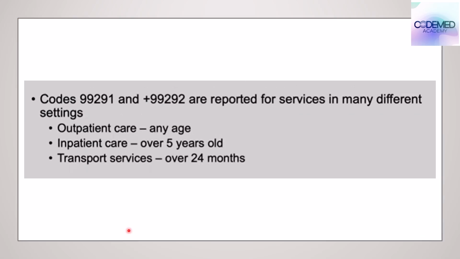Now let us see the codes 99291 and 99292 in detail. These codes are reported for the service in many different settings. For outpatient care of any age, we have seen 99291 and 99292. We've been using it. But we can use this code in the inpatient care setting over 5 years of age, and in the transport of services over 24 months, that means 2 years of age. So we can use this code in the inpatient setting also, provided the criteria is fulfilled.